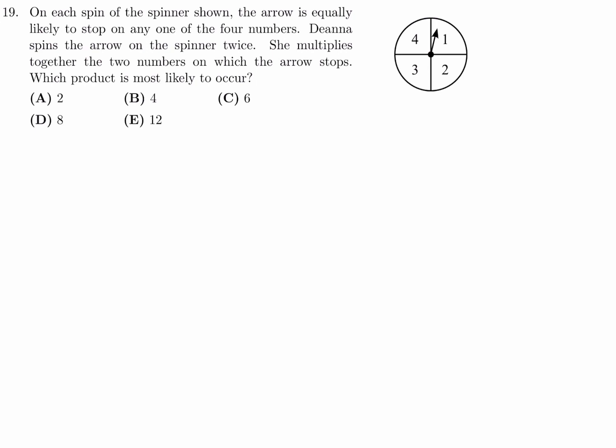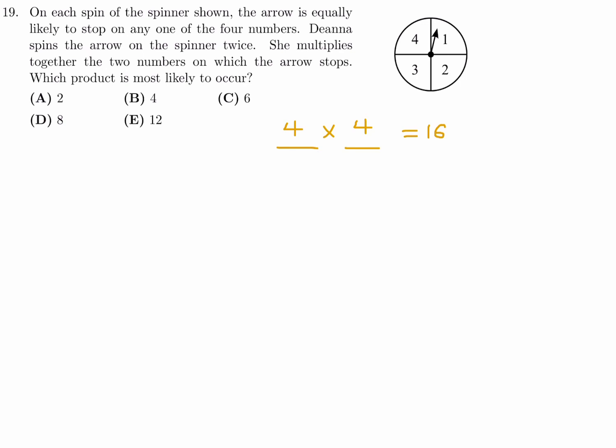On each spin of the spinner shown, the arrow is equally likely to stop on any one of those 4 numbers. Deanna spins the arrow on the spinner twice. She multiplies together the 2 numbers on which the arrow stops. Which product is most likely to occur? Well, the first time you spin it, it's got to have any of those 4 numbers, and the second time you spin it, again, it's going to have any of those 4 numbers. So there's a total of 4 times 4, 16 possible outcomes in terms of the 2 numbers that will result.